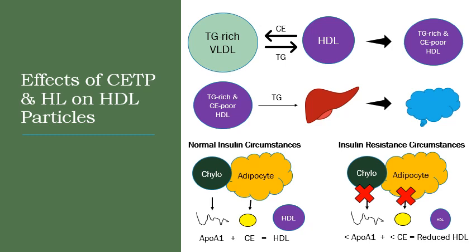Insulin resistance renders LPL inactive, which causes the chylomicrons to release very little ApoA1s into the bloodstream. Additionally, insulin resistance reduces the expression of the transport proteins on the adipocyte, and thus HDL biogenesis is reduced.